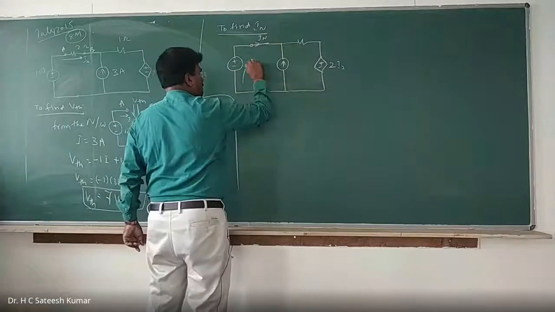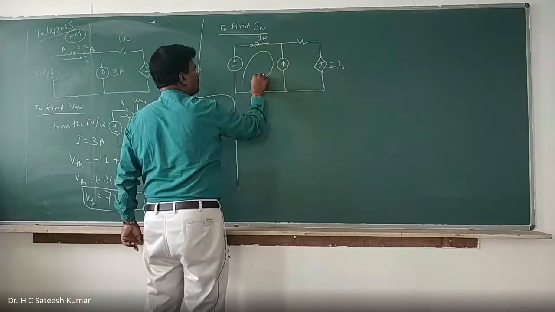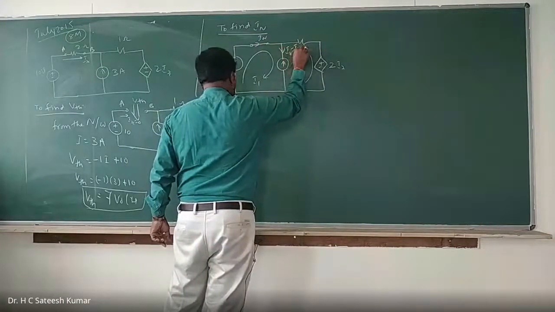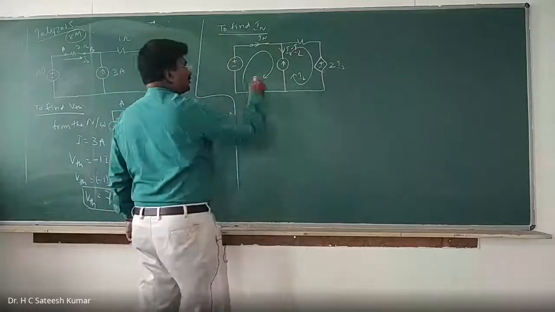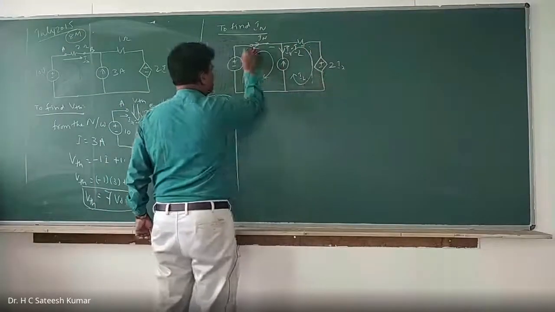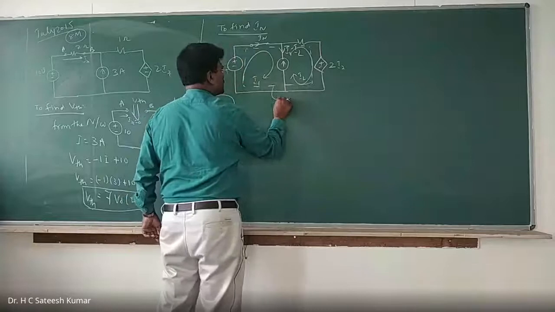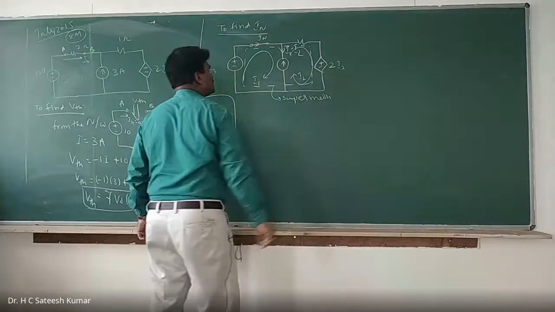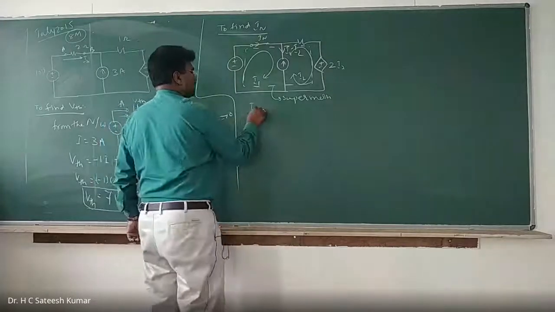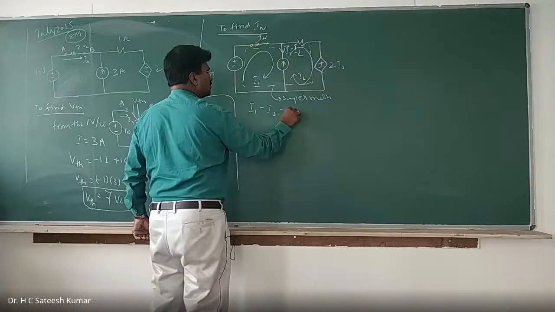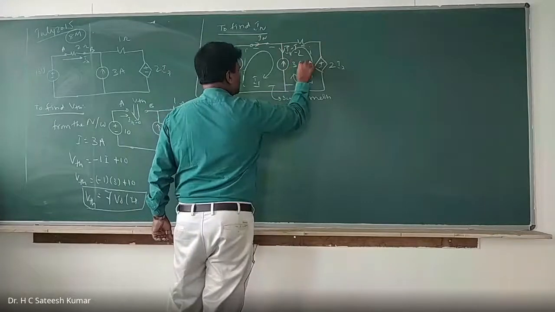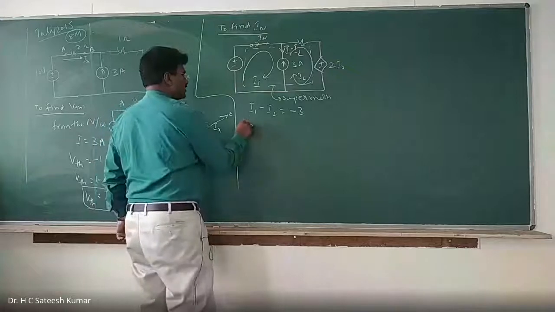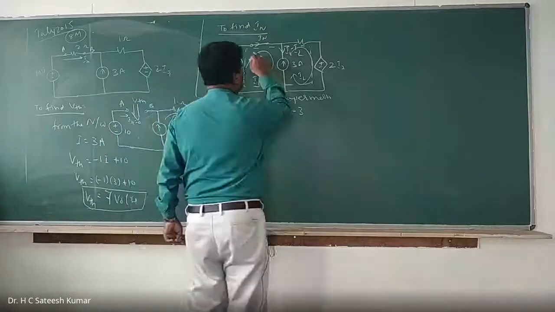Now you apply loop currents I1, I2, and this will be I1 minus I2. Now we have super mesh, because the current source is common. Therefore, we have super mesh. You can write I1 minus I2 is equal to minus 3 amps, minus 3, opposite it is there. Next, KVL to super mesh.